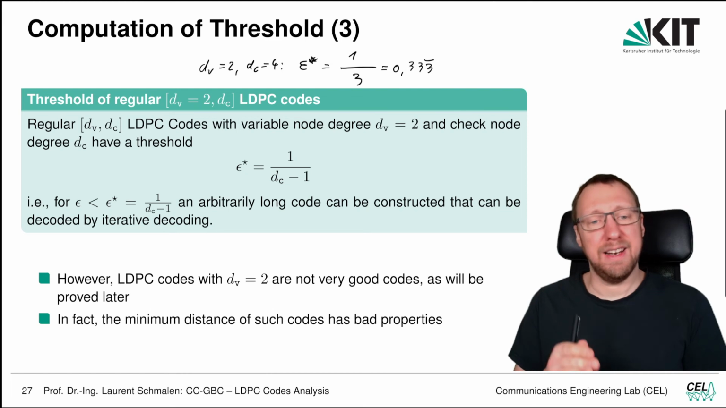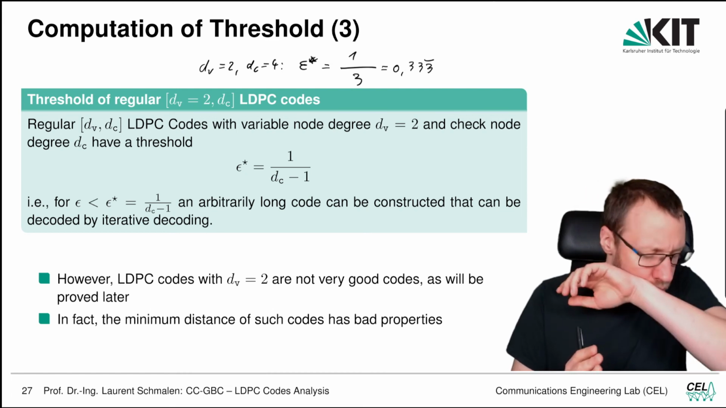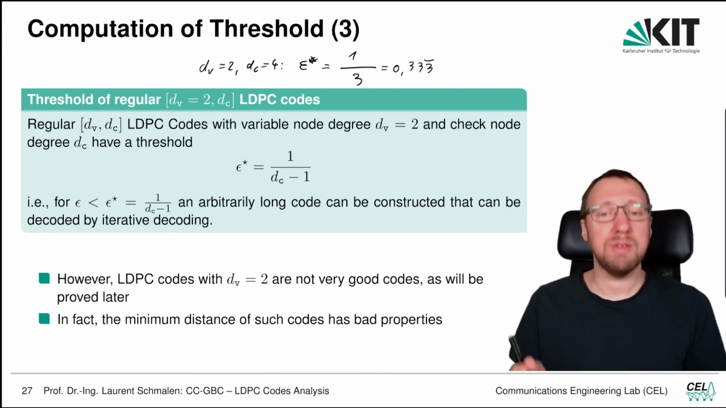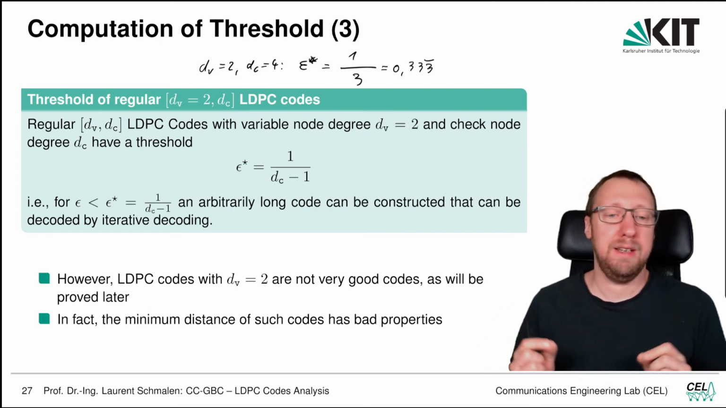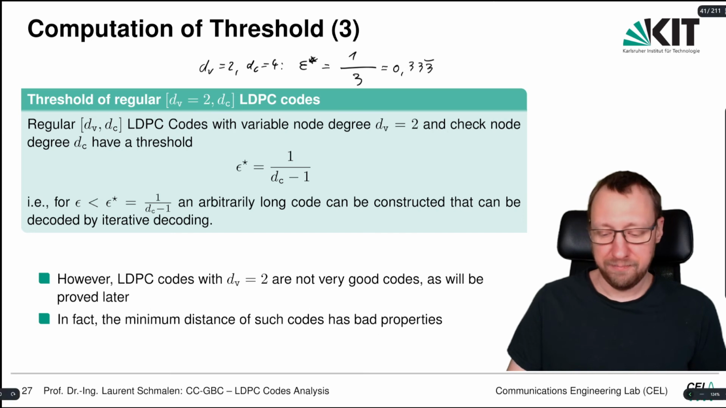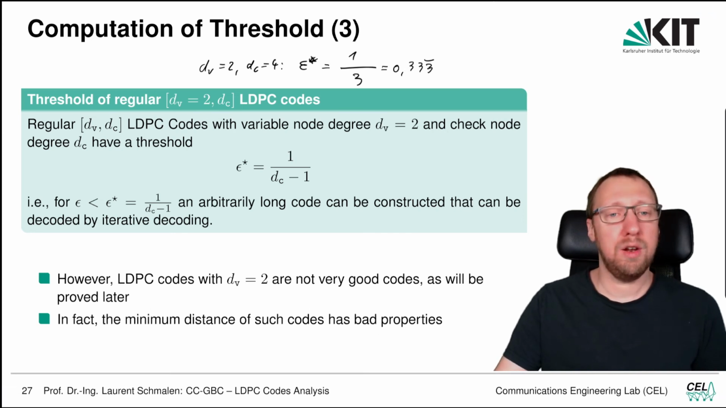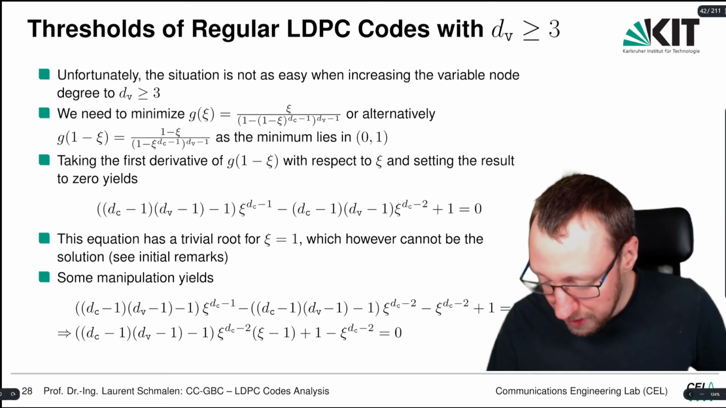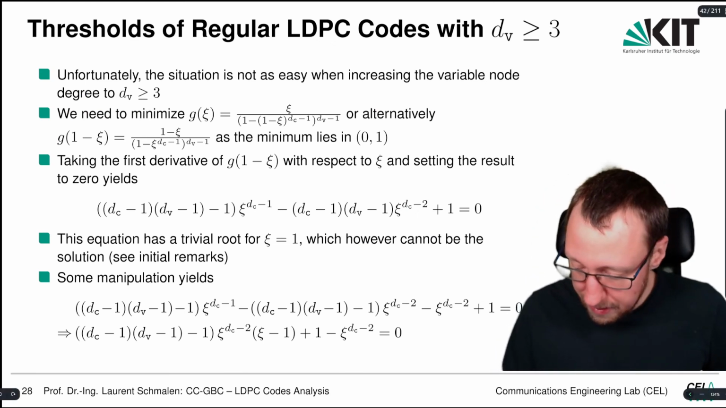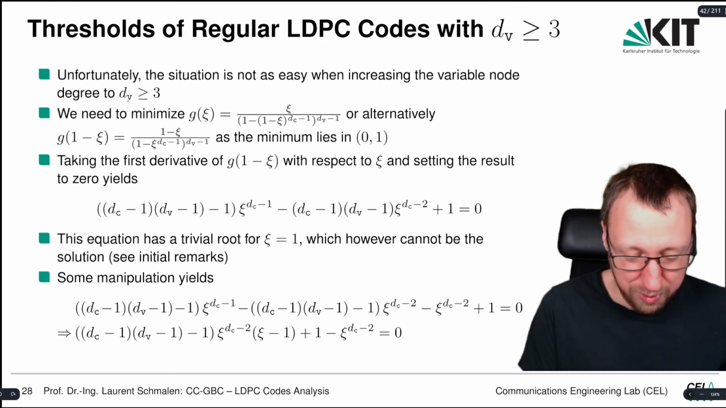We will see later that such codes are not very good codes. They will have some bad properties in terms of minimum distance. First, let's take a look at the general case. If dv is larger or equal than 3, the situation is getting out of hand.